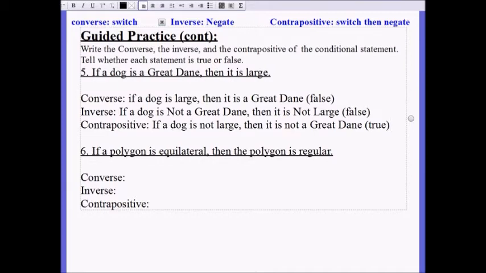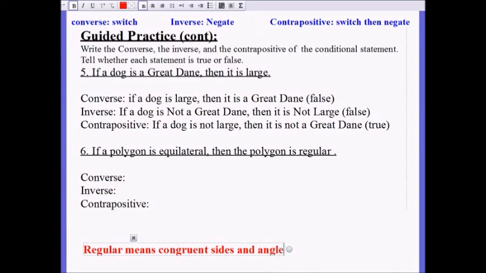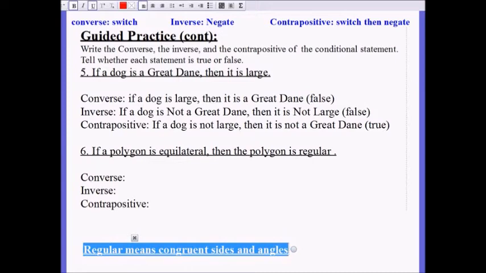Number 6. If a polygon is equilateral, then the polygon is regular. Okay. Regular, and I don't know if you guys noticed or not, so let's go ahead and put that out there for a second. I'll put it right here. Regular means congruent sides and angles. I just feel like you guys really should know that right now. So that's why I'm just kind of writing it off to the side.